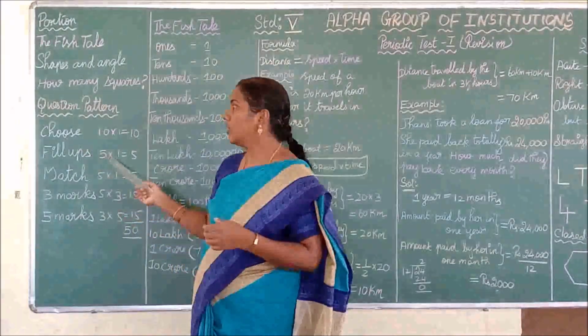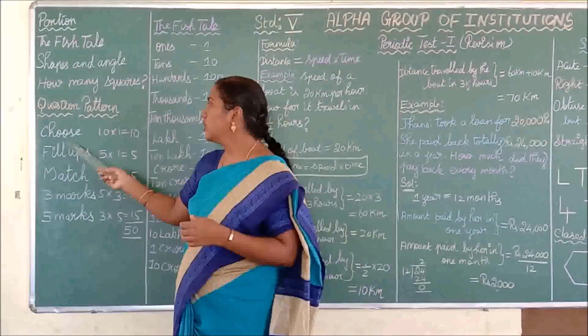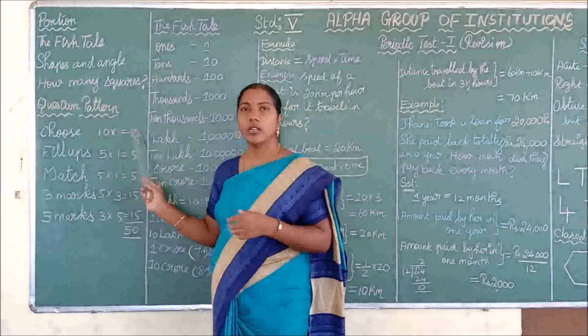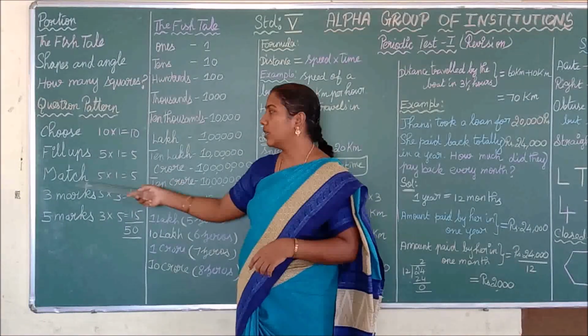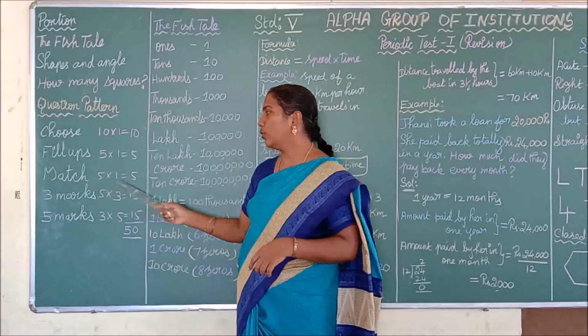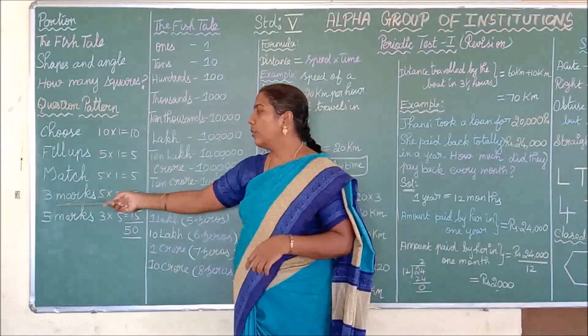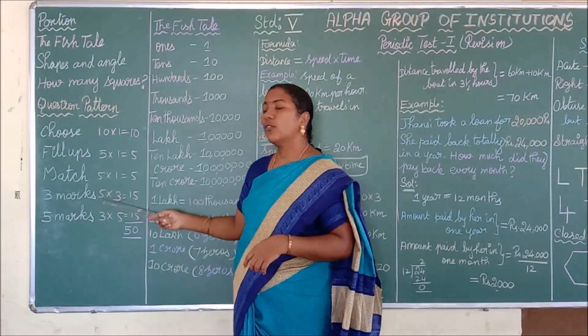And see here children, this is your question pattern. Choose 10 marks. 10 into 1, 10 marks. And fillers for 5 marks. 5 into 1, 5 marks. And match 5 marks. 5 into 1, 5 marks. And for 3 marks you have to answer 5 questions.